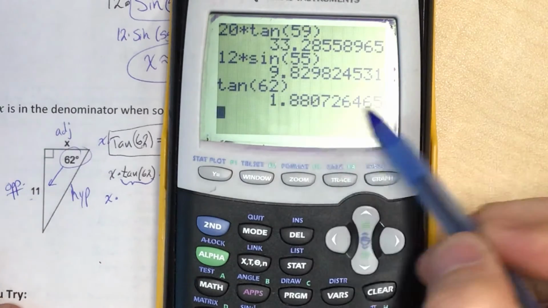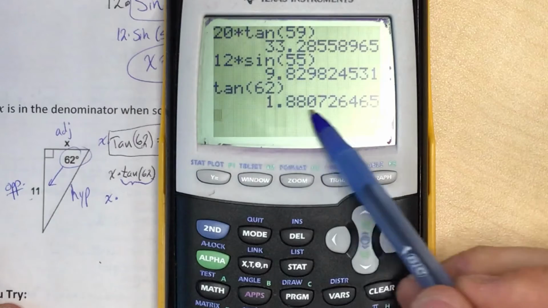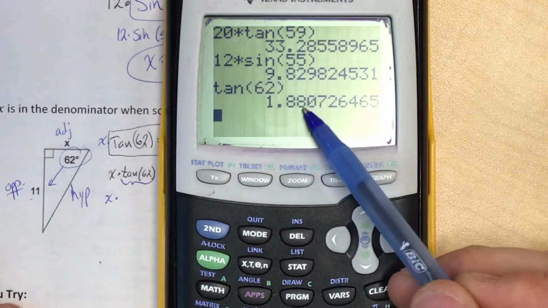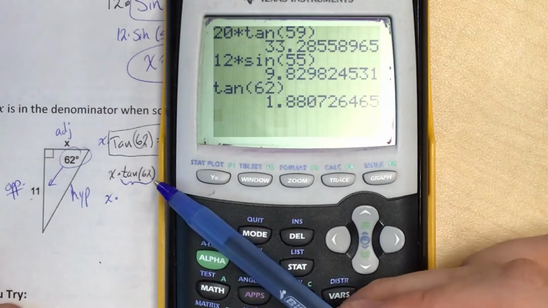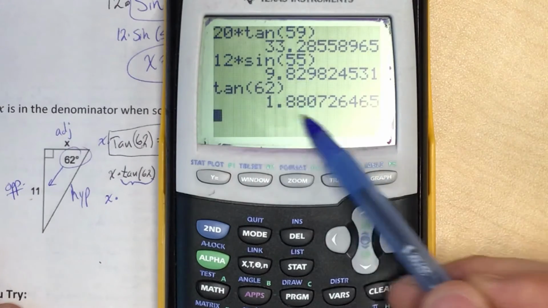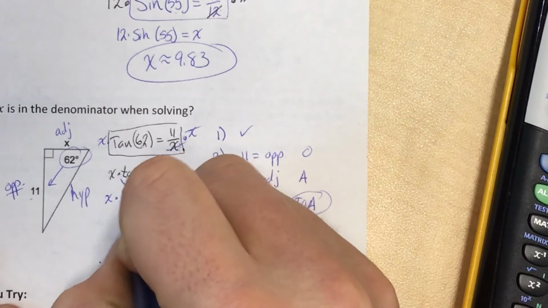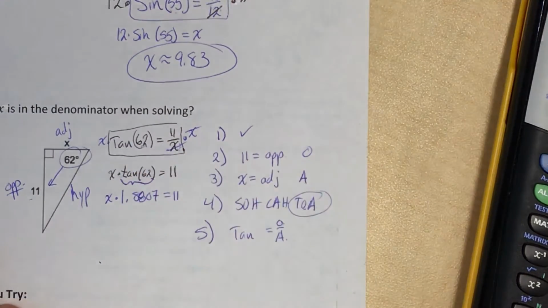And in order to get a more accurate answer, I'm going to keep this to 4 decimal places because we want to round as little as possible early on. We'll round the final answer, but this isn't our final answer yet. This is just the tangent of 62. So we'll round our final answer to 2 decimal places, but we'll keep this one as 4. So this is 1.8807, and that's equal to 11.